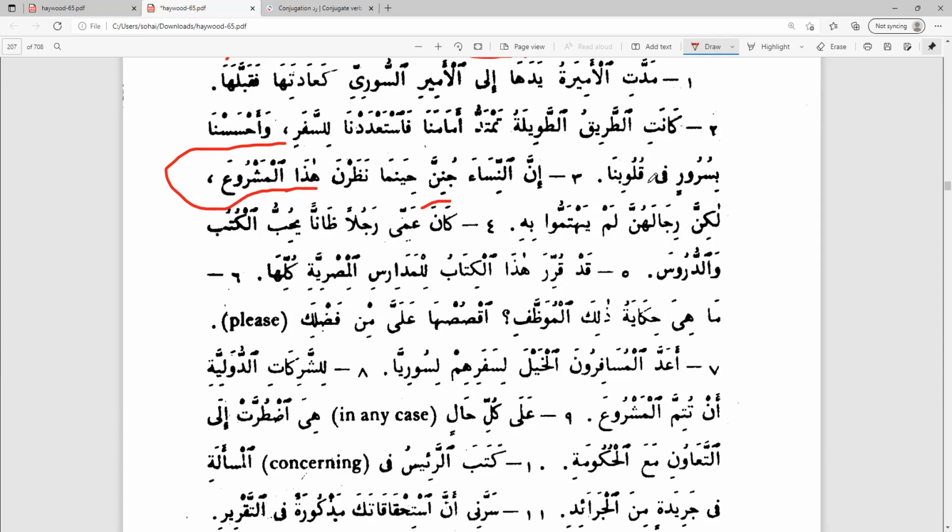Rijaluhunna, but their men, not men. Rijalahunna. Lakinna, when it comes, the next word becomes mansoob with fatha, yeah. The adjective, you see the fatha, so it could be plural.